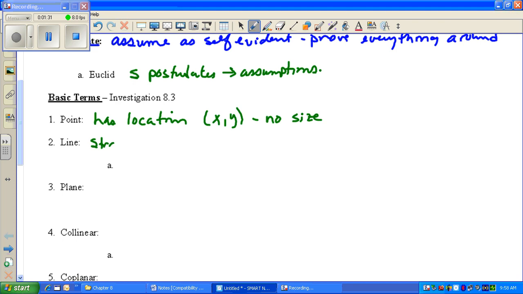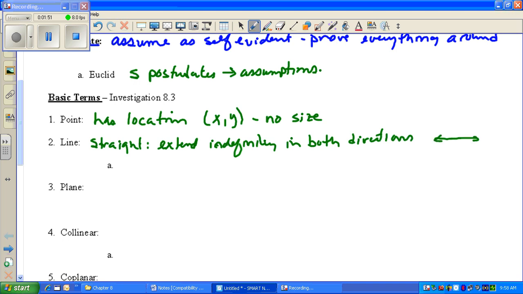A line. A line is going to be straight, and it's going to extend indefinitely in both directions. There's a notation for line AB. And a line is going to be determined by 2 points. So a line extends indefinitely and is determined by 2 points.